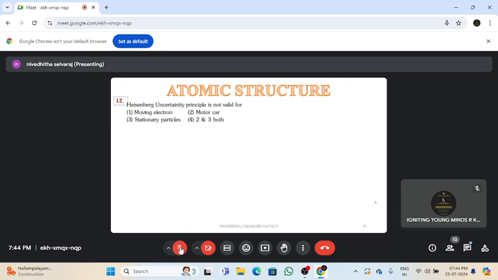Moving electron, motor car, stationary particle. Option 4 is both 2 and 3. Ma'am, both 2 and 3, ma'am. Very good. Why, Kanna?